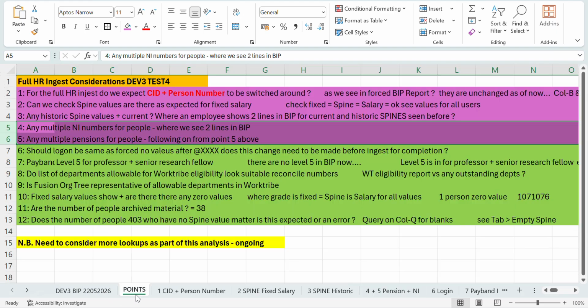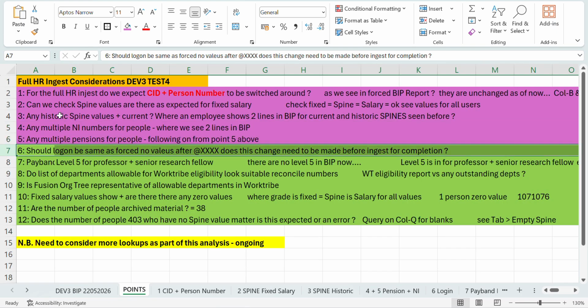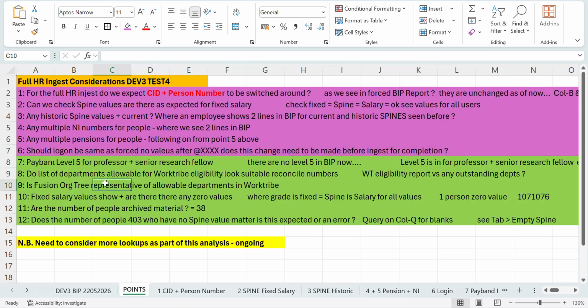Let's go over to our next point, which is point 6 now. So should log on from the BIP report in the very first column A be the same as the forced value report, another BIP report that we've run for forced users, and for there we changed log on, so anything after the email address at xxxx whatever imperial.com doesn't come through.